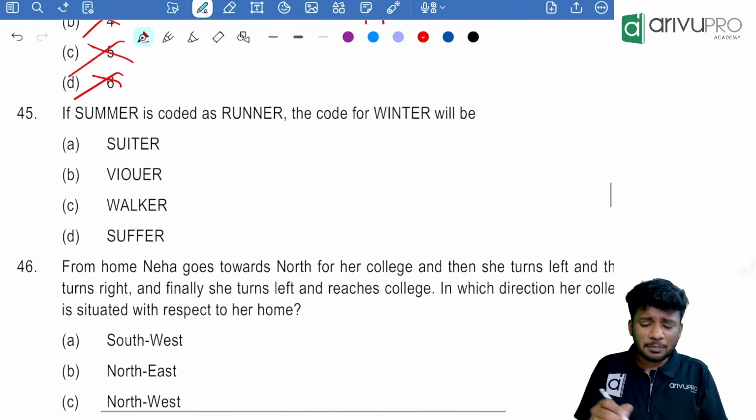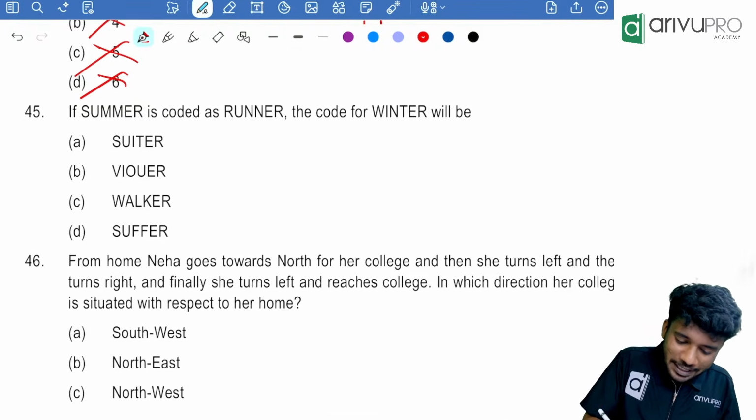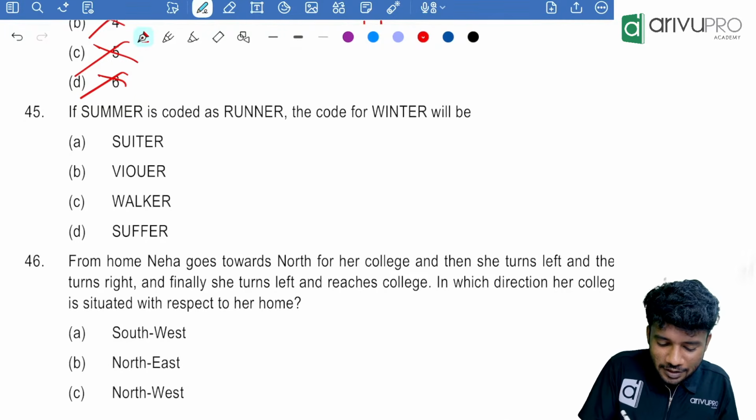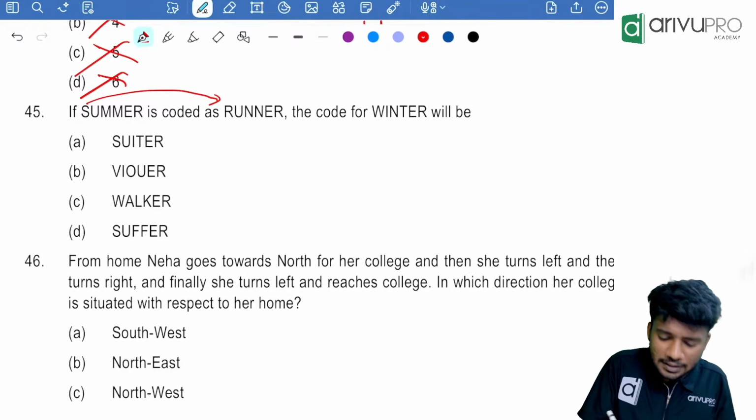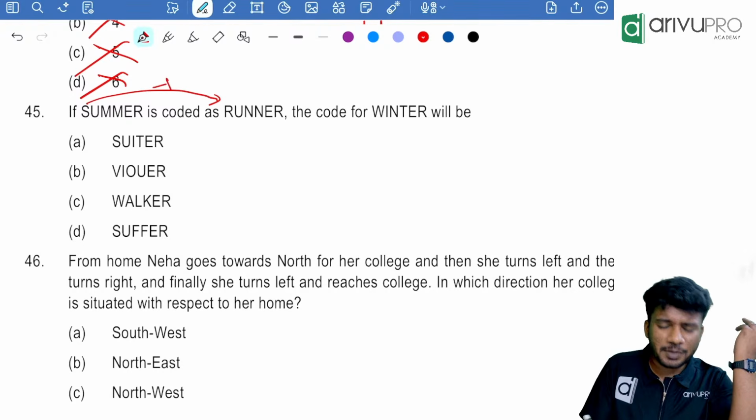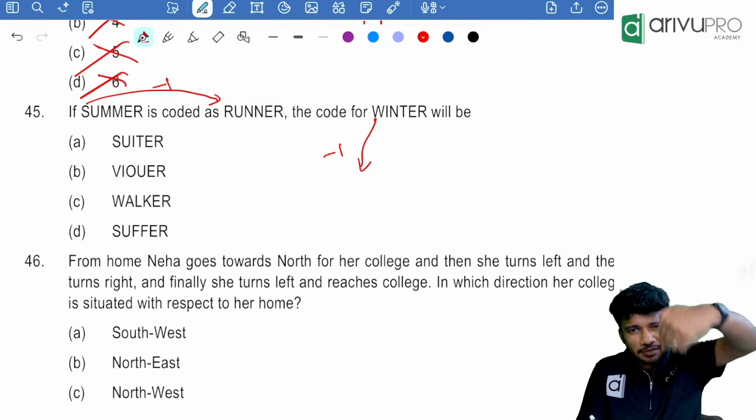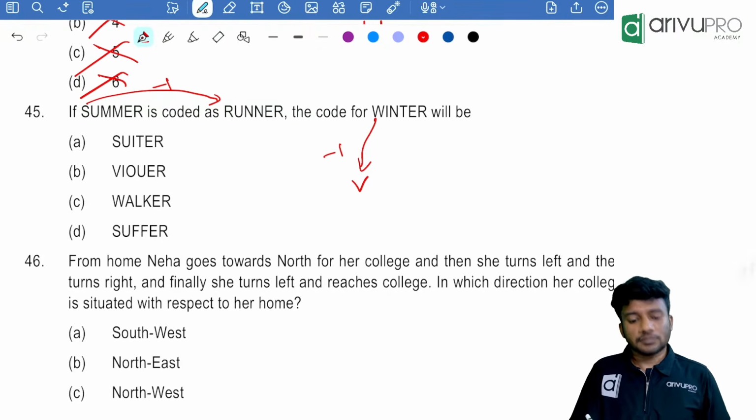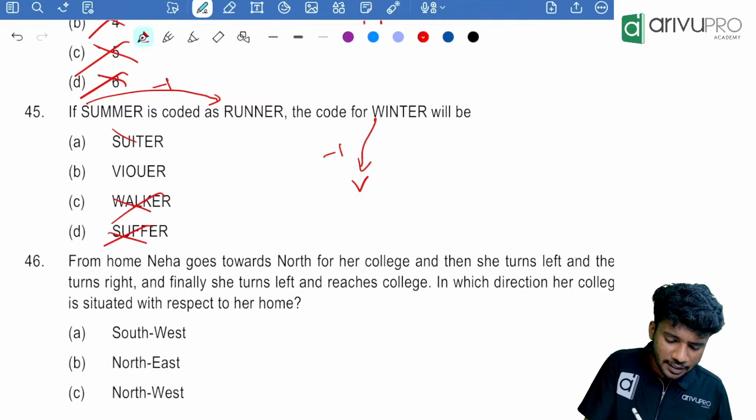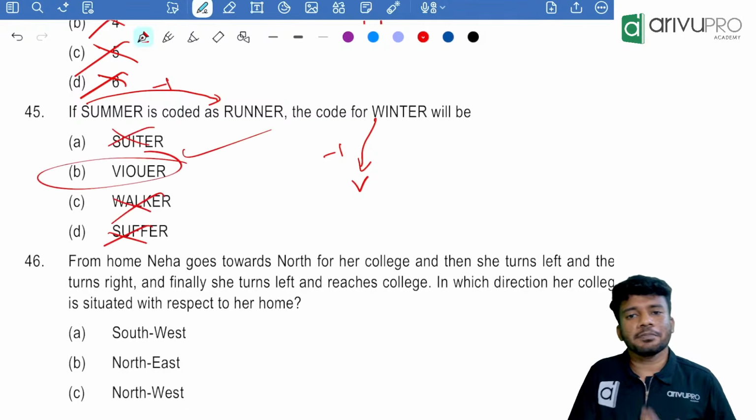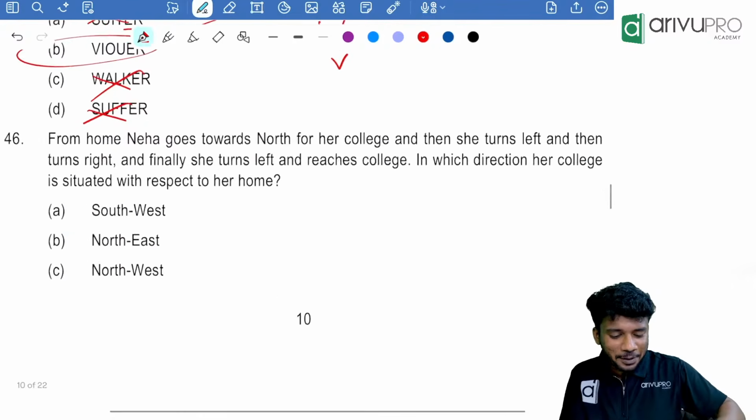Next one, another model test paper, which is a repeated pattern. So summer is coded as runner. S is coded as R. It is RS, right? So it should be -1. First letter is -1. W -1, which is the letter previous to W, V. Looking at that, only one option is starting with V. So answer is option B. Done. Okay. Next one, people.